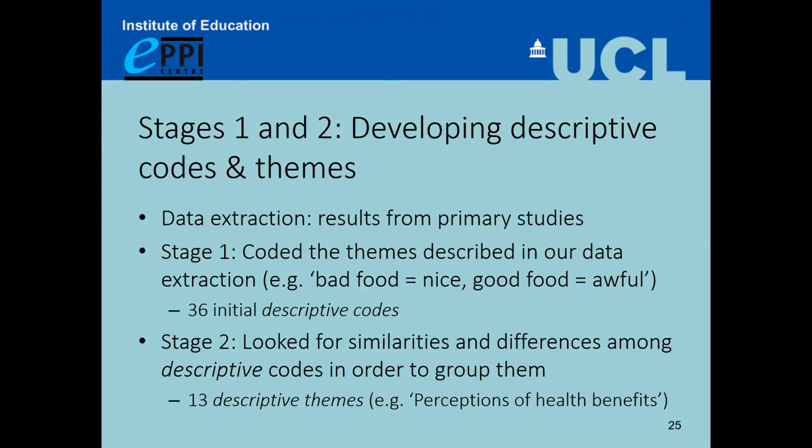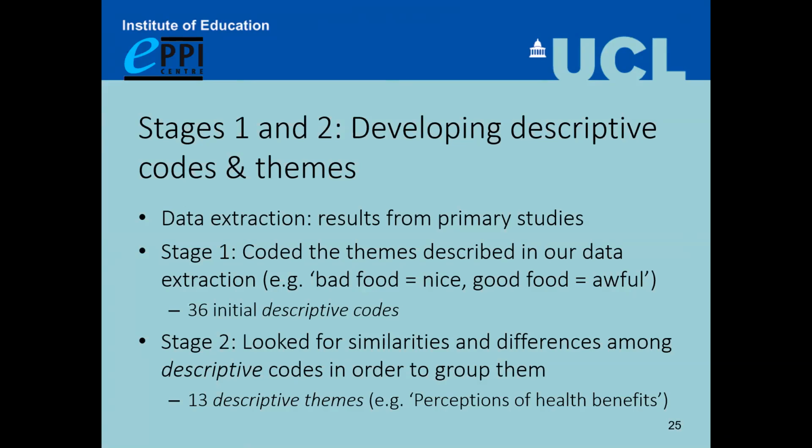what we might call second order interpretation. So if the children's own statements are first order interpretations of this phenomenon, we're also taking the authors of those studies' analyses and interpretations as data for our qualitative evidence synthesis, and that's conceptualized as second order interpretations. All of that data was captured, and from that we developed 36 initial descriptive codes.